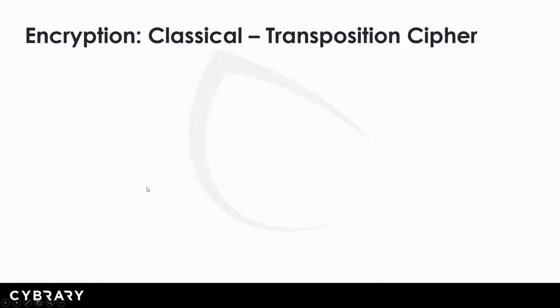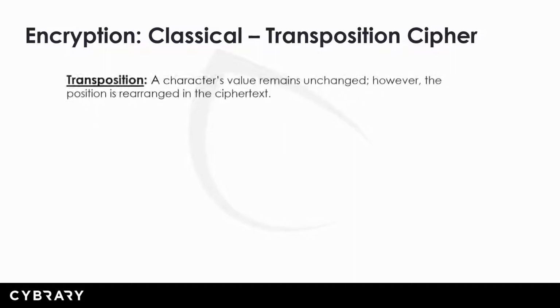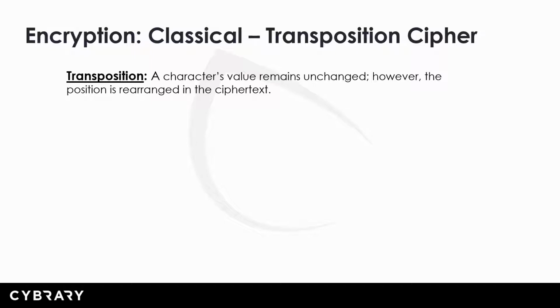Now in transposition cipher, which is the second of the classical ciphers, the identity of the characters remain unchanged, but their position is rearranged to create the ciphertext. Every letter and character retains its value and what it represents. It's just that the characters are all scrambled up based upon a pattern or a translation table.